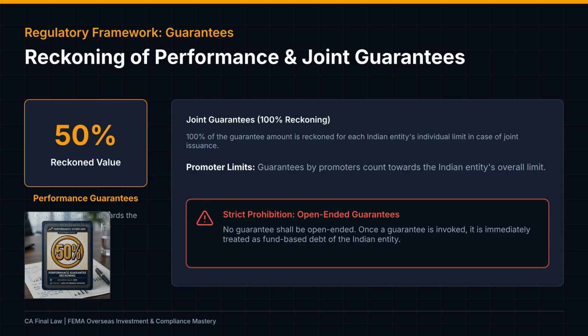Guarantees are one of the most technical yet frequently tested areas under FEMA. Various forms of guarantees are permitted, including corporate guarantees, performance guarantees, personal guarantees by promoters, and bank guarantees supported by collateral. The most important exam points relate to limit calculations. For performance guarantees, only 50% of the guarantee amount is counted towards the financial commitment limit. However, in joint and several guarantees, 100% of the guarantee amount is reckoned separately for each participating Indian entity. Also remember that open-ended guarantees are completely prohibited under FEMA.